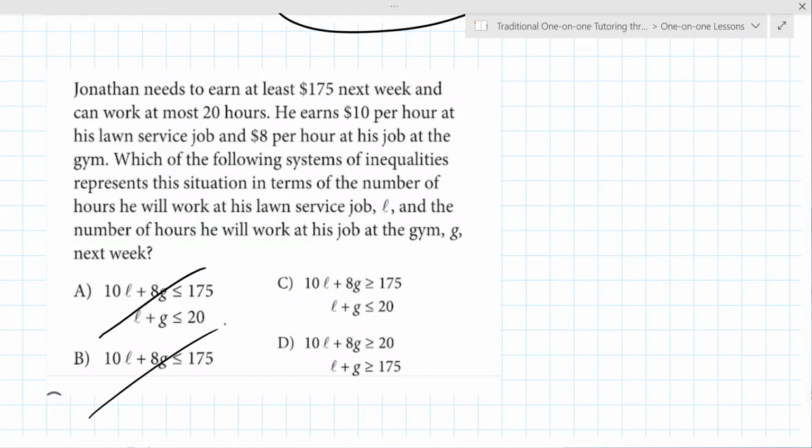L plus G. Would it be C? Why is it C? Because it says at most 20 hours. Yes.